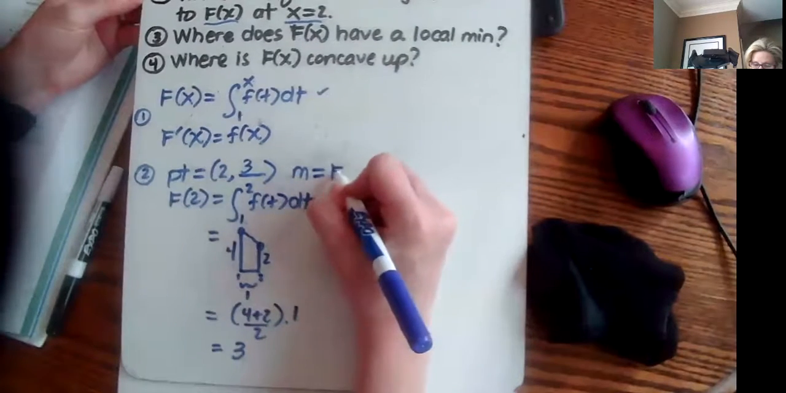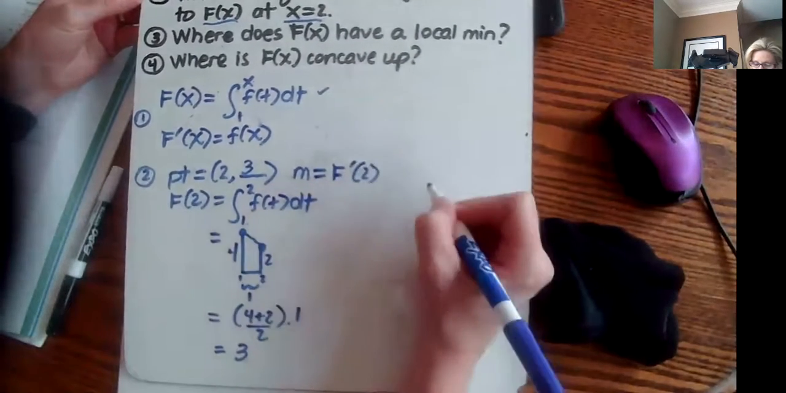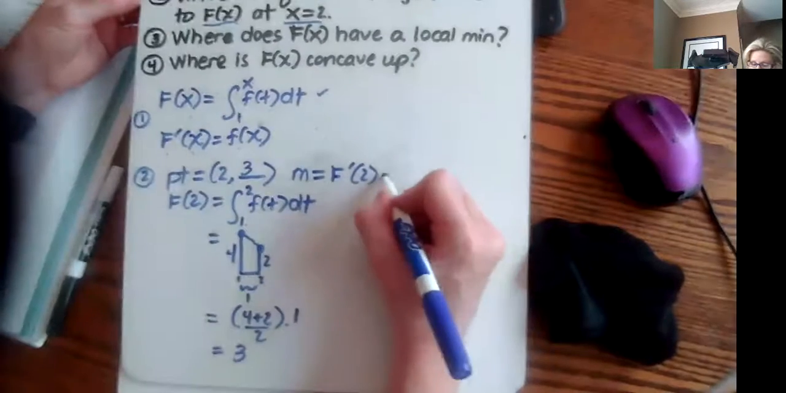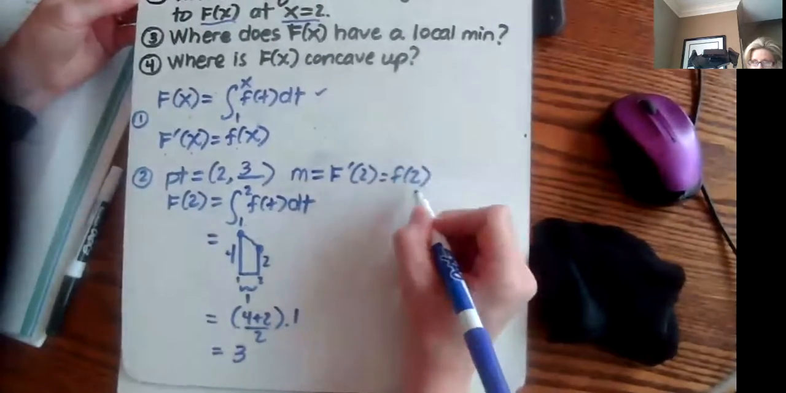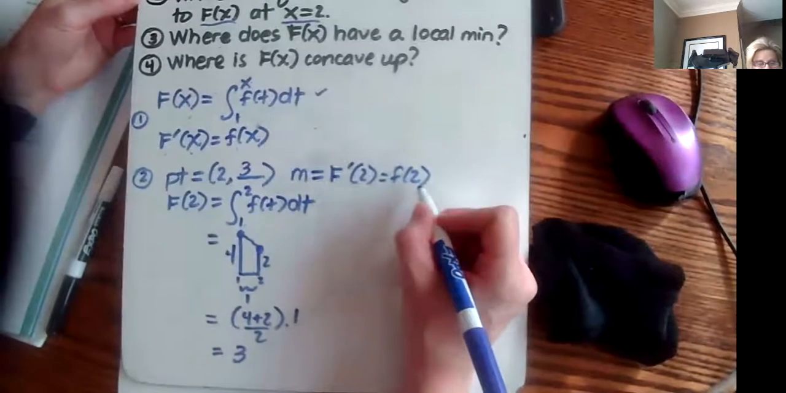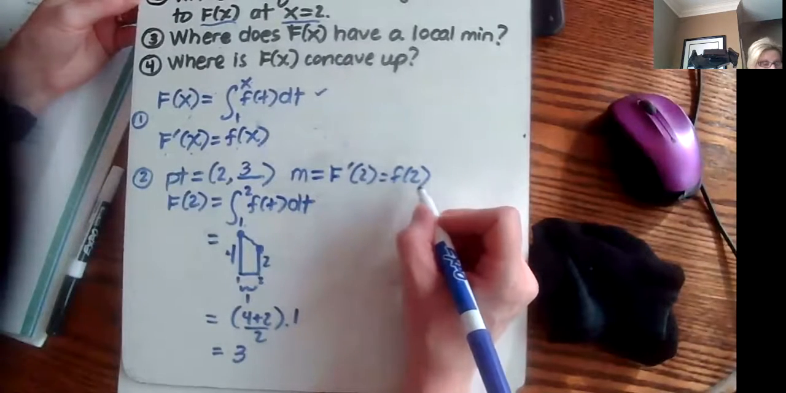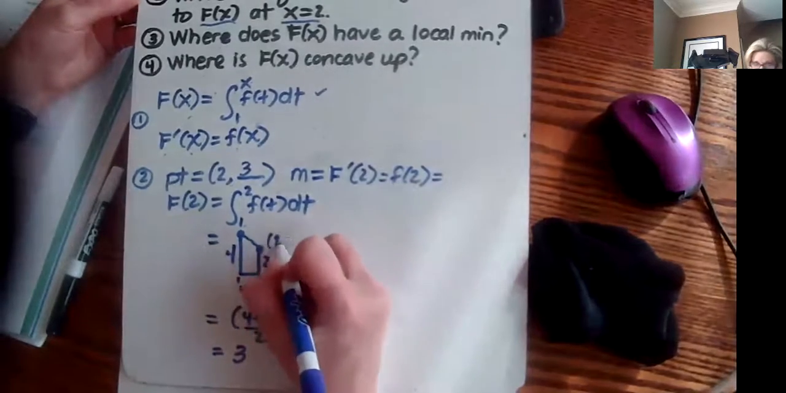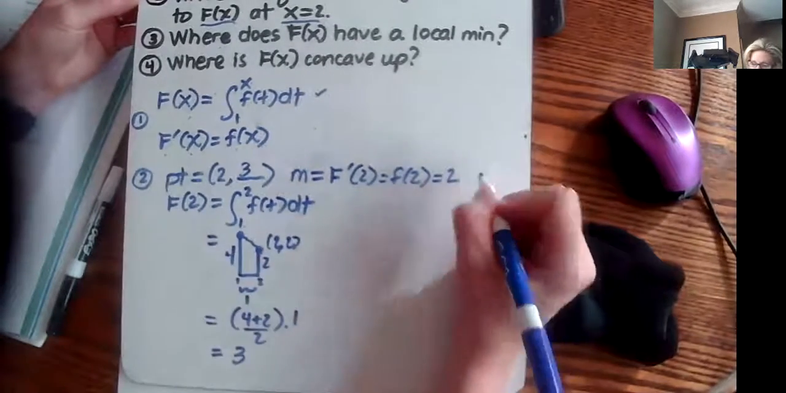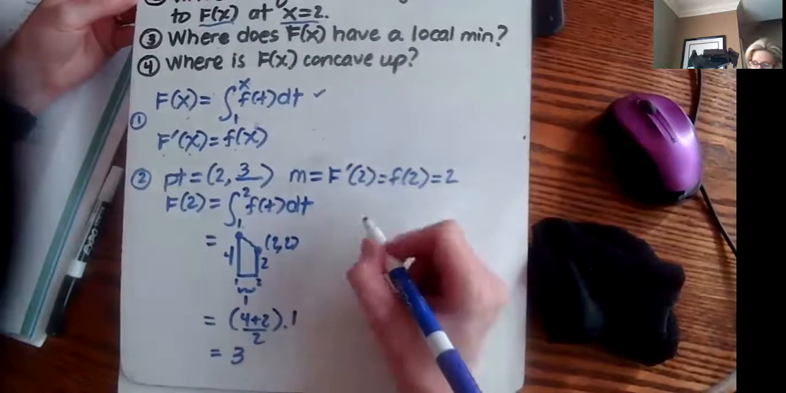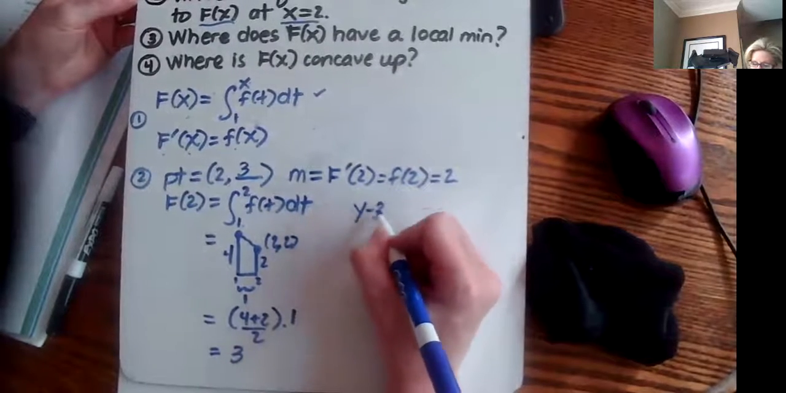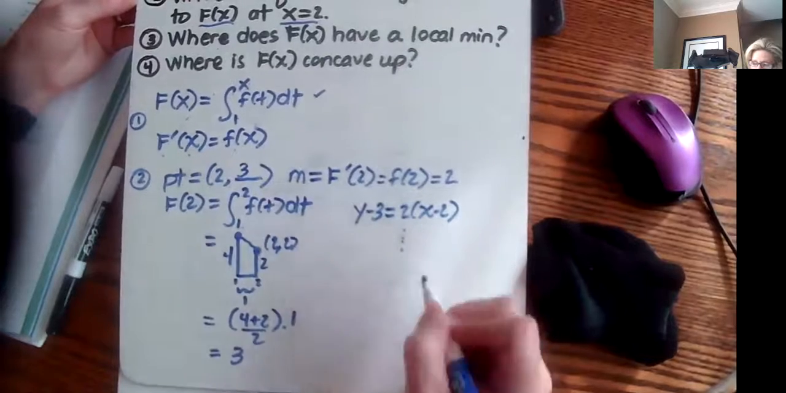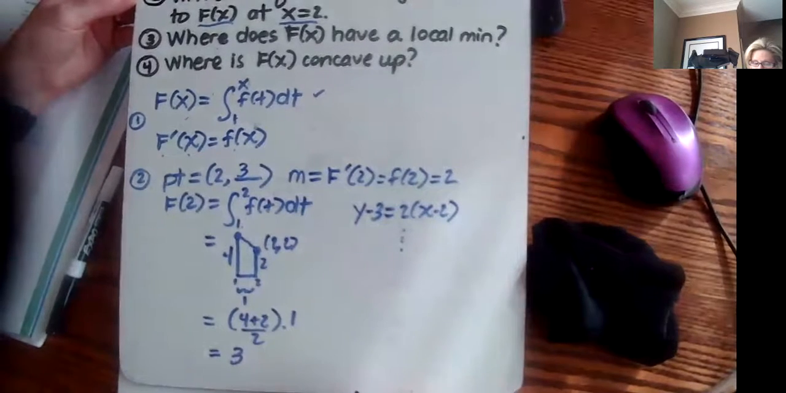Now my slope is F prime of 2. Well, guys, remember, F prime of 2 is little f of 2. And little f of 2 can be found by simply looking at your graph. And on the graph, I see the point 2, 2 again. That was this point right here. So little f of 2 is 2. So now I have a point and a slope. I can go to point slope form. And then I'll let you finish that up, okay?